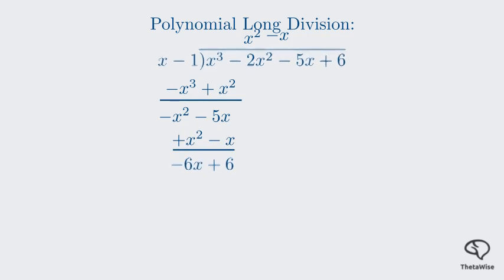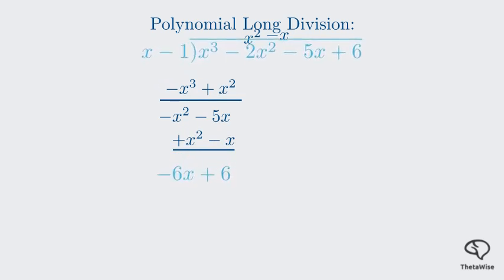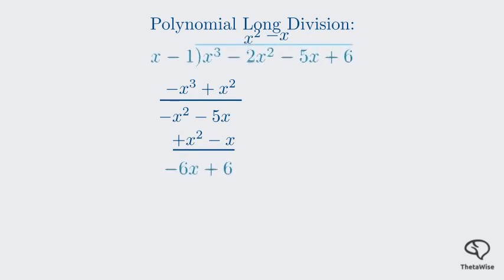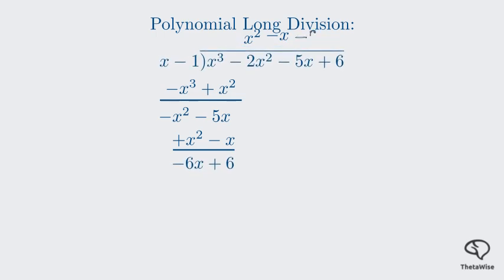One last time. What do we multiply x by to get negative 6x? We multiply by negative 6. We write negative 6 on top. Negative 6 times x minus 1 is negative 6x plus 6. We write this below and subtract. Negative 6x minus negative 6x is 0. 6 minus 6 is also 0.